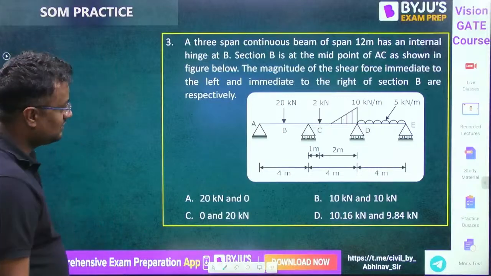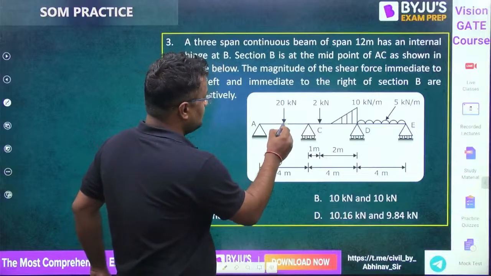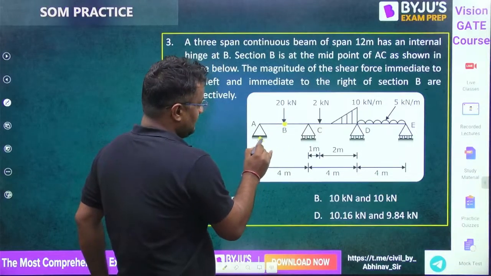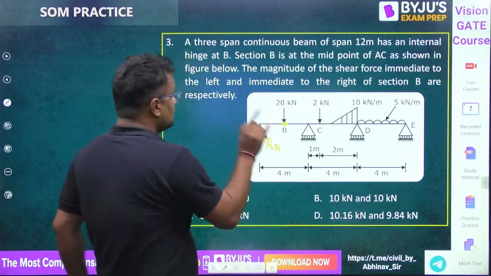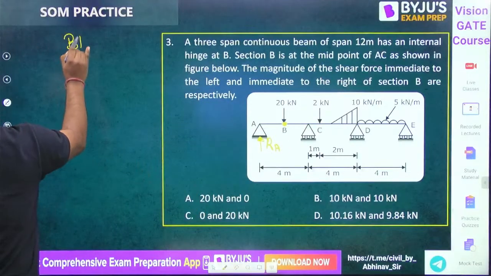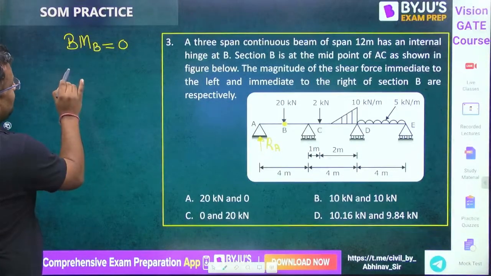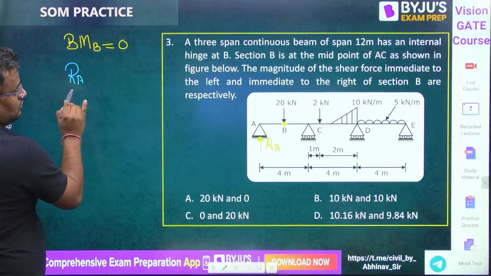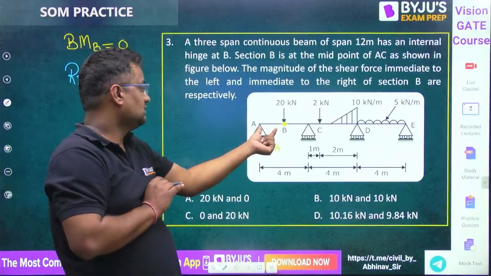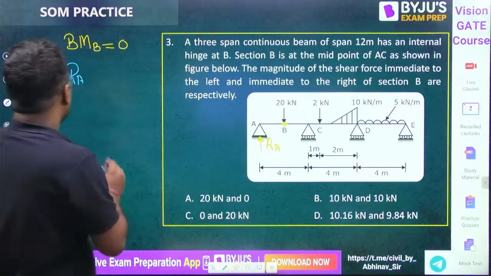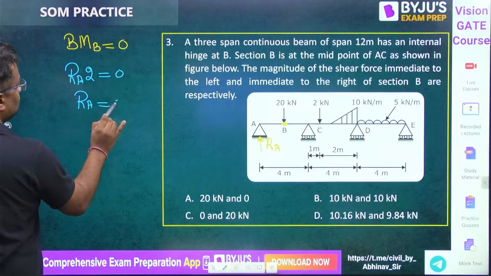Okay, now guys, first of all, see here, it is hinged at B. So here it is a hinge. Let the reaction be RA here. Since it is hinged, what is the bending moment at point B? Bending moment at B is 0 because it is a hinge. So from the left hand side, it is RA into 2. It is a 3 span continuous beam of 12 meter with an internal hinge. The section B is the midpoint of AC, and AC is 4, so that will be 2. So RA into 2 is equal to 0. That means RA is equal to 0.